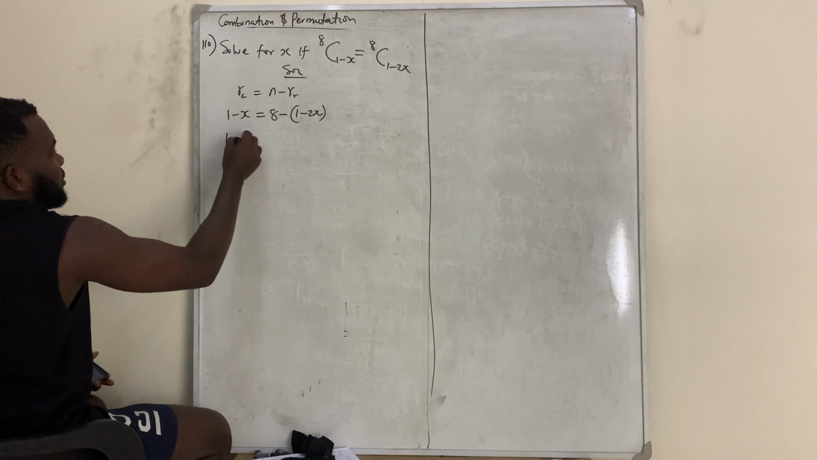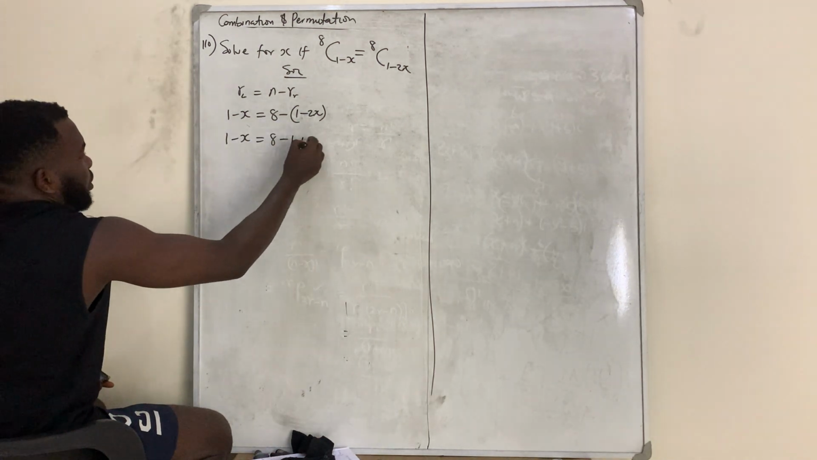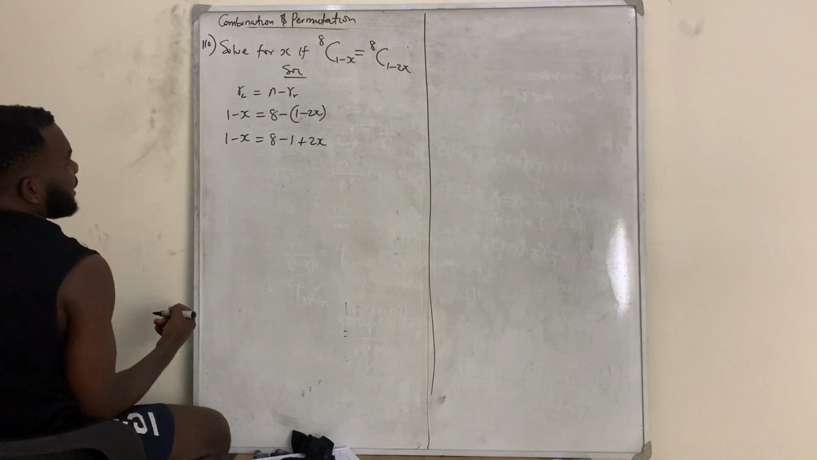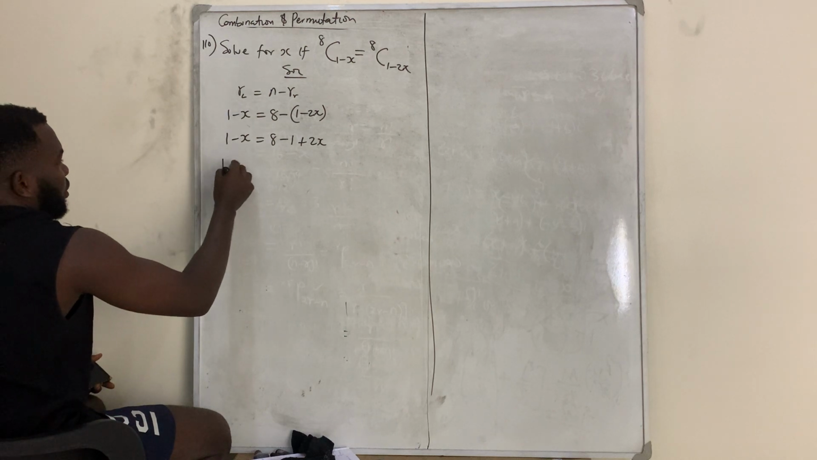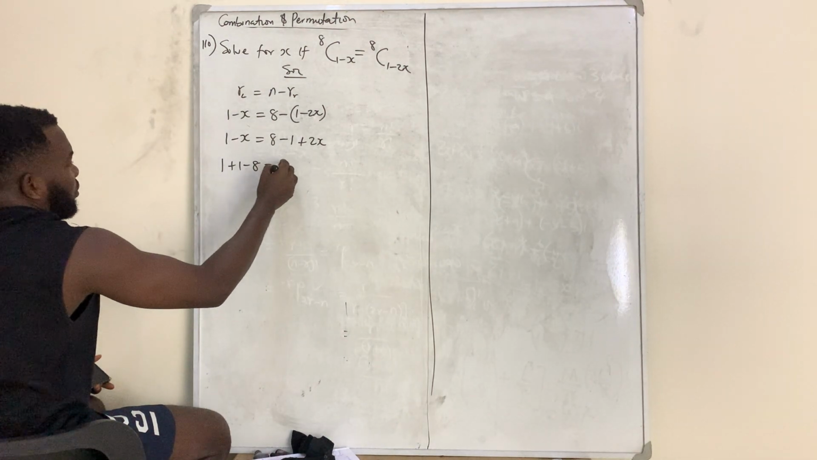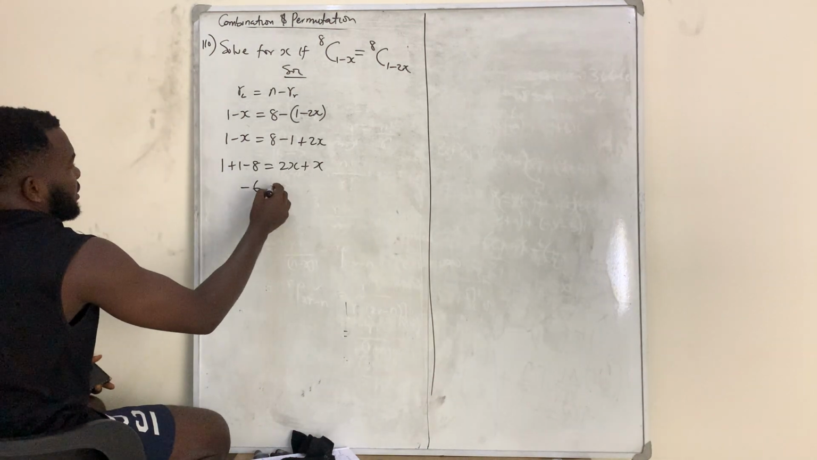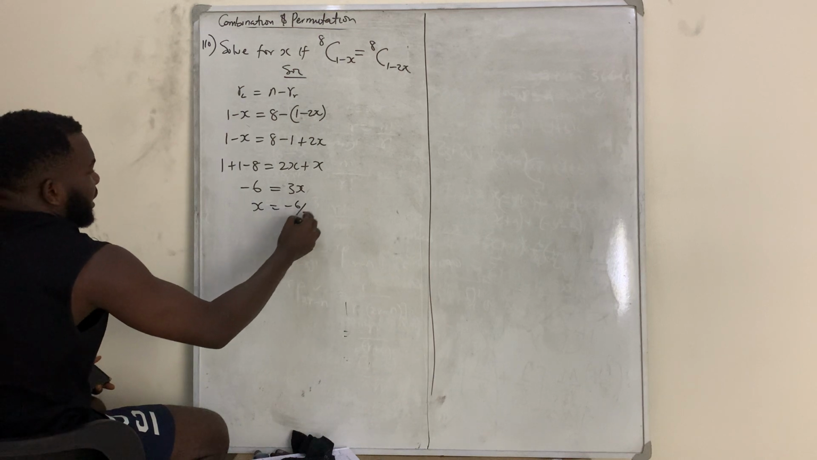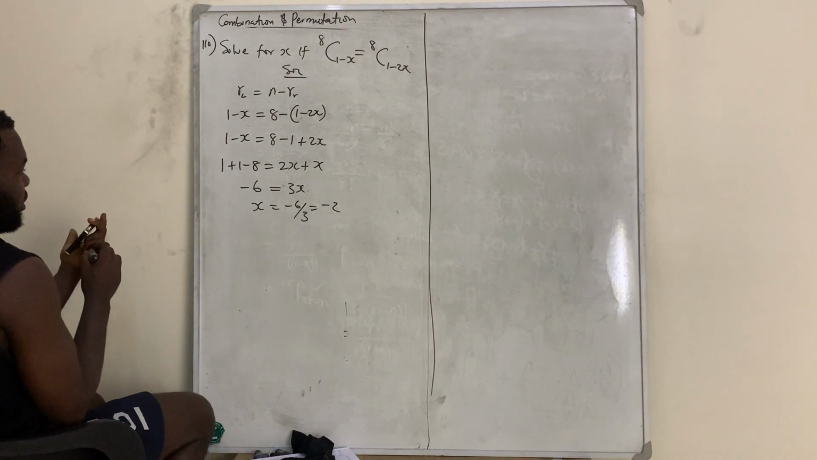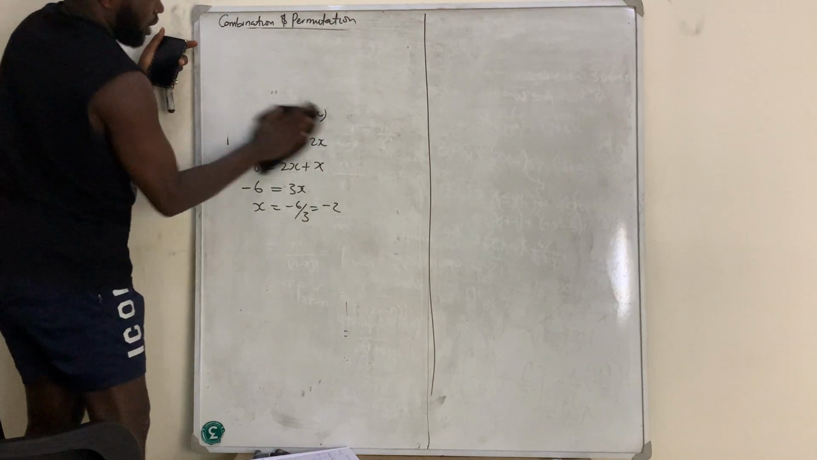So I have 1 minus x is equal to 8, and this gives me minus 1 plus 2x. So collecting like terms, I'm going to have 1, plus 1, then minus 8 is equal to 2x plus x. So everything here is giving me minus 6 is equal to 3x. So x is equal to minus 6 divided by 3, which is minus 2. All right. So move to the next question, which is question number 111.